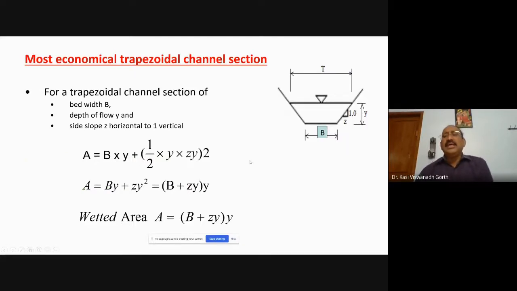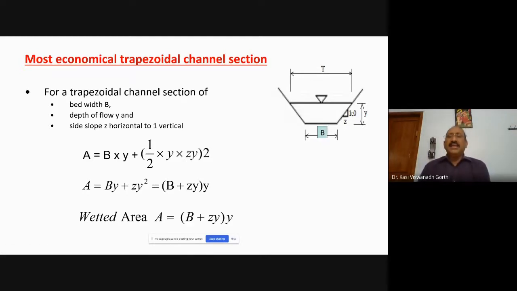So if this is an arbitrary trapezoidal channel section with bed width B, please note that the bed width B and top width T are not equal. In this case, both are not equal. Bed width B or bottom width, and T is the top width. And say you have the side slope for this trapezoidal channel section as Z horizontal to 1 vertical. Y is the depth of flow.